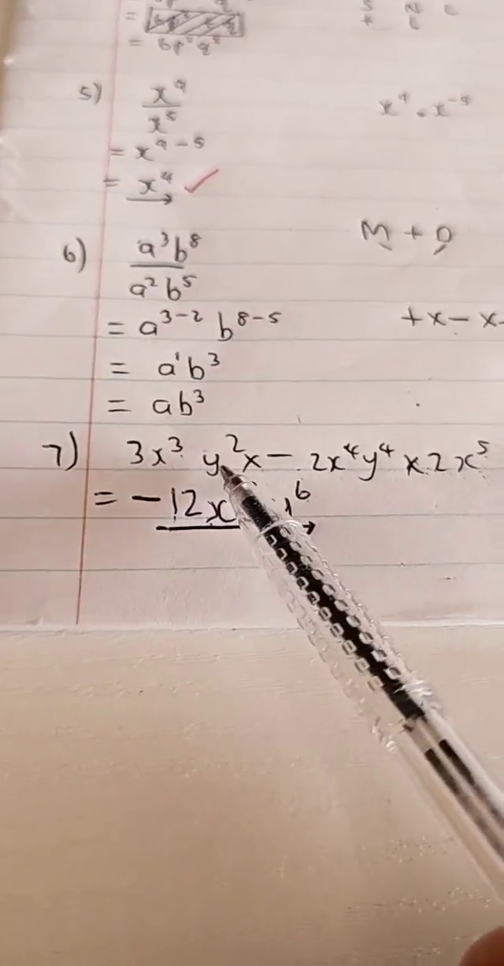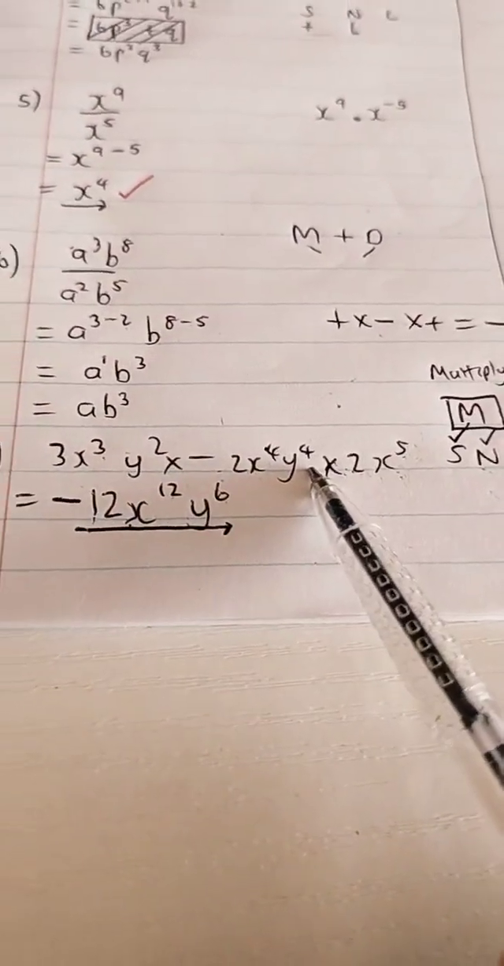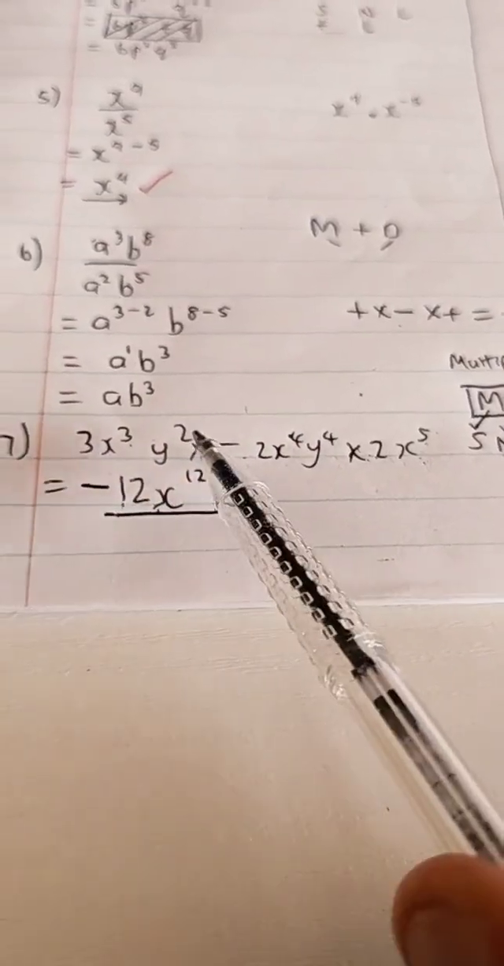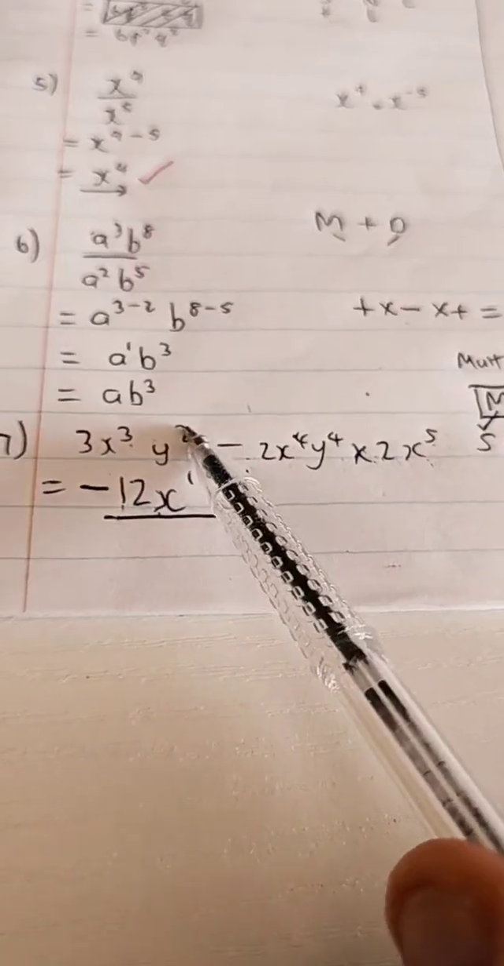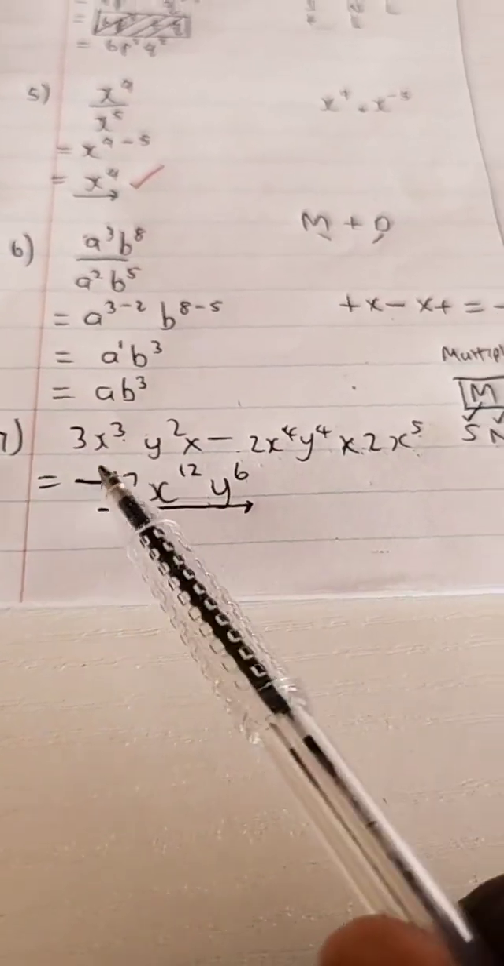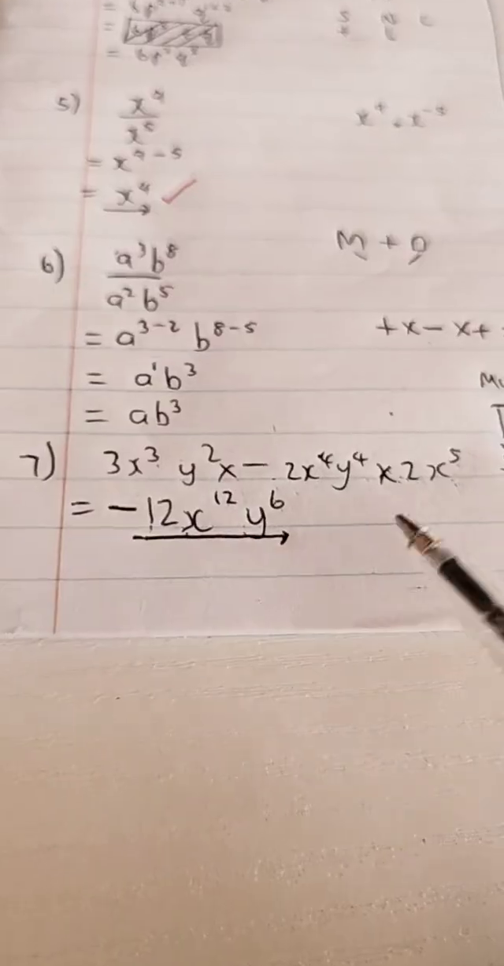You move on to the next letter, y squared and y to the power 4. You are multiplying them, so you keep the base y and you add the exponents. 2 plus 4 is 6. Final answer: negative 12, x to the power 12, y to the power 6.